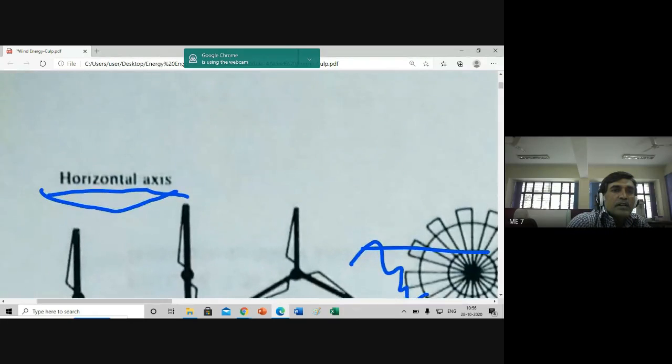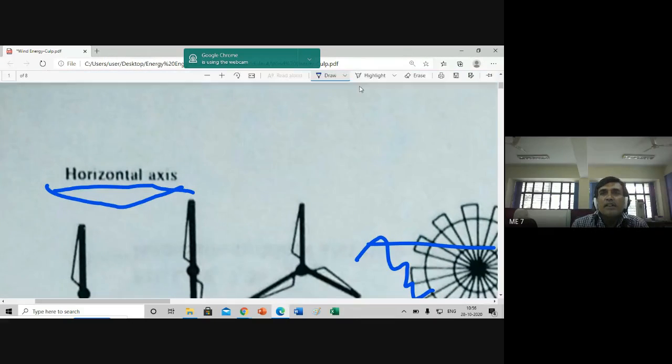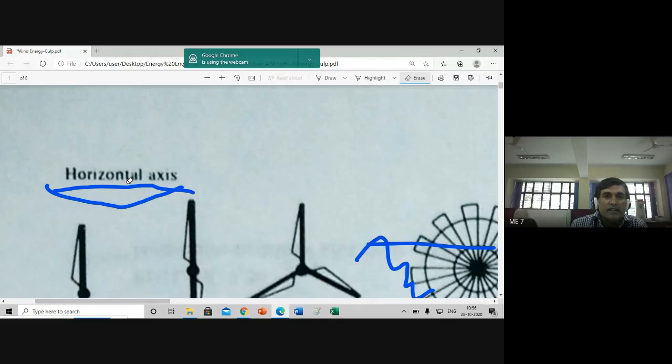Now, is it possible to read? Horizontal axis. Yeah, correct. Okay.